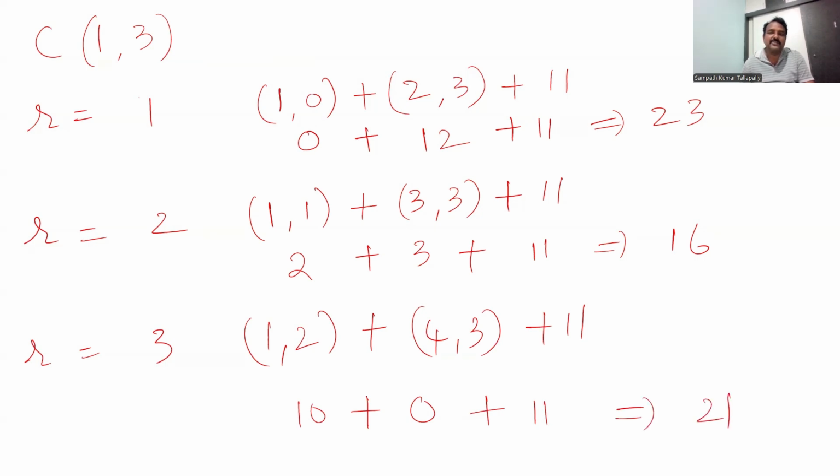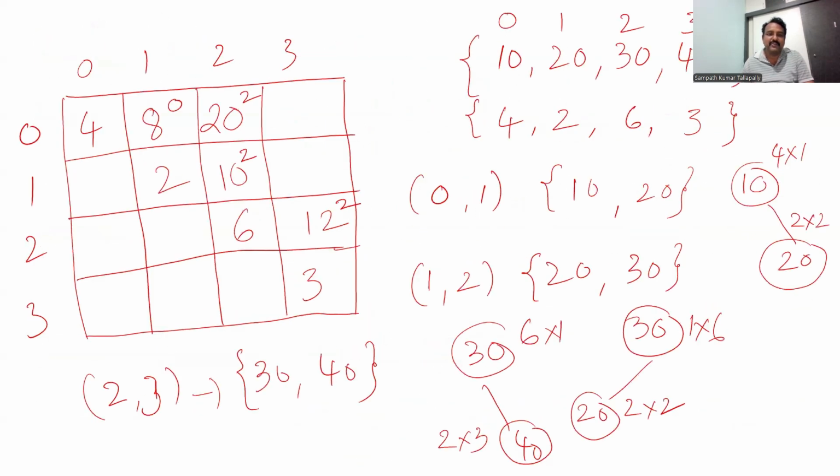Now what we need to do is take the minimum element of these three elements. The minimum of these three elements is 16, and we get 16 when the R value is equal to 2. So we fill in this 16 when R is equal to 2. Okay. Now we need to calculate this box, which is (0,3).